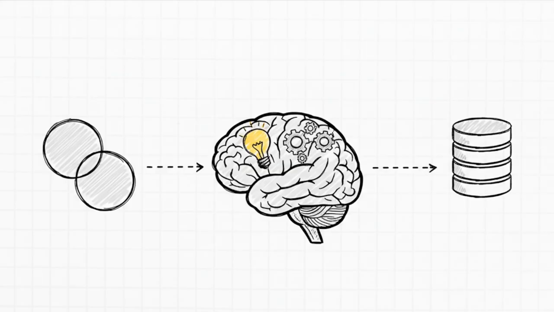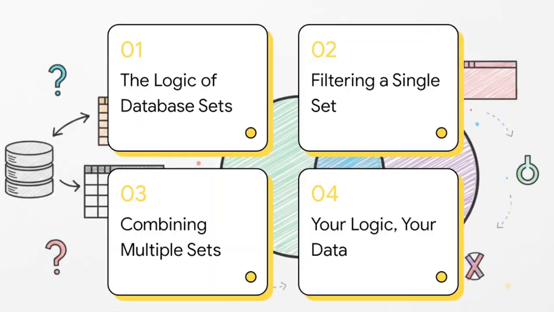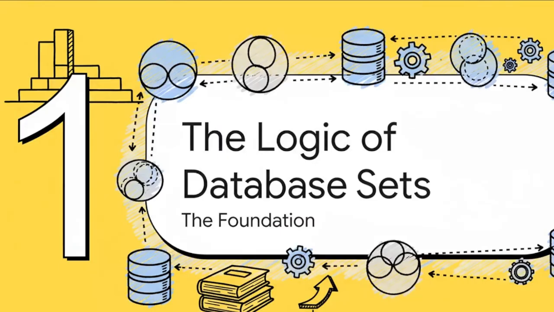The moment you see it like this, I promise, you'll go from just memorizing code to actually understanding how to have a conversation with your data. So, here's how we're going to break it down. First, we'll cover the basic idea of data as a set. Then, we'll look at how to filter inside that set. After that, we'll get into the cool part, combining different sets. And finally, we'll tie it all together. All right, let's dive in.